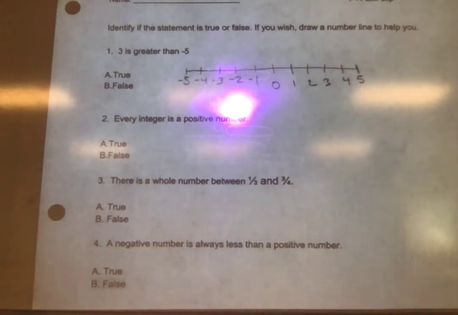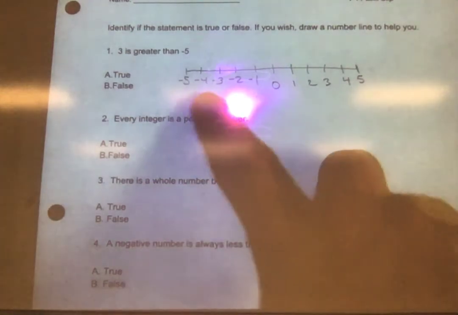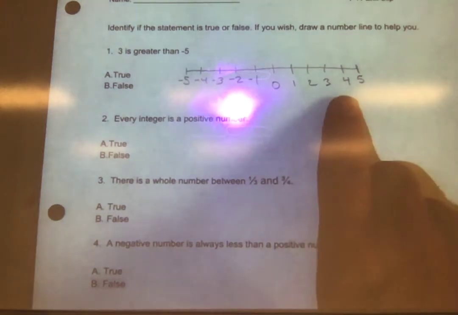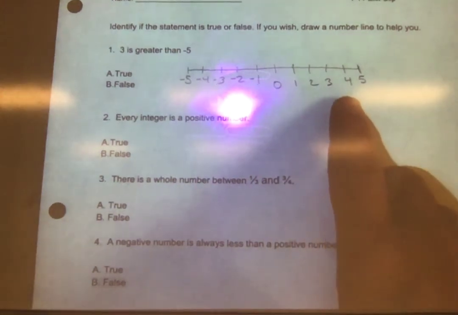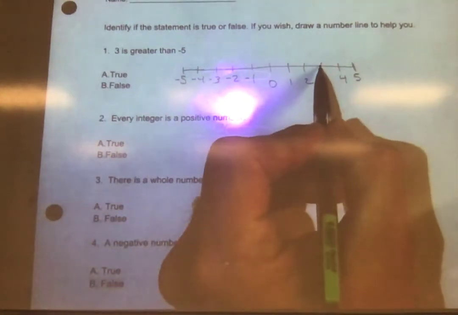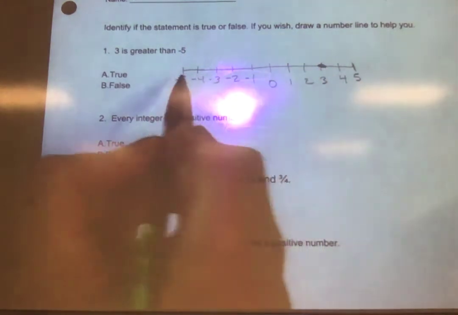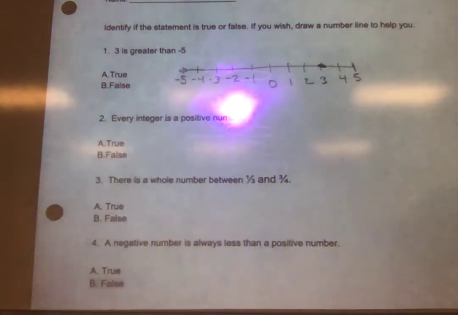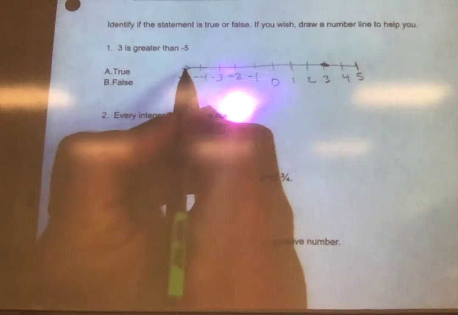I started with 0 and branched out and went to -5 over here and +5 over here. You wouldn't necessarily have to make it just like that, just as long as you can get 3 and -5 in there. And I'm going to go ahead and mark where 3 is and where -5 is on the number line.